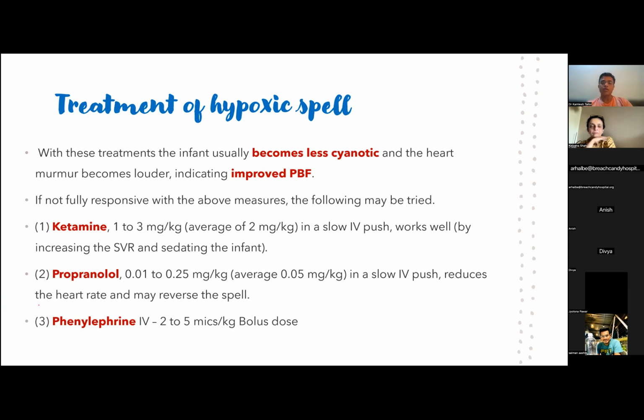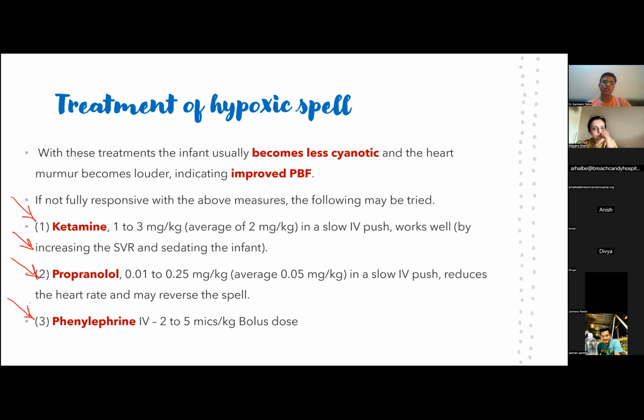The other part of treatment is the use of pharmacological agents like ketamine to sedate and calm the child, 1 to 3 milligram per kg. The average dose is 1 to 2 milligram per kg, slow IV, which will increase the SVR and sedate the child. To reduce the heart rate, the drug of choice is propranolol 0.01 to 0.2 milligram per kg, slow IV, and sometimes if needed, an infusion can also be started.